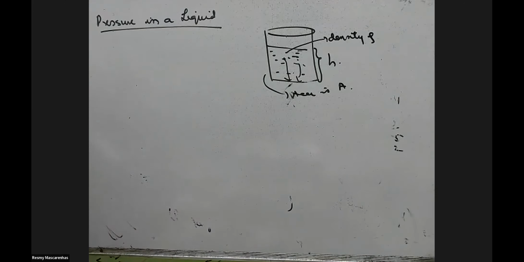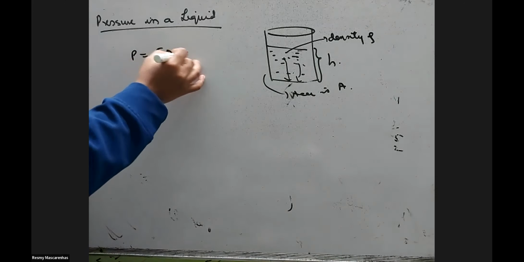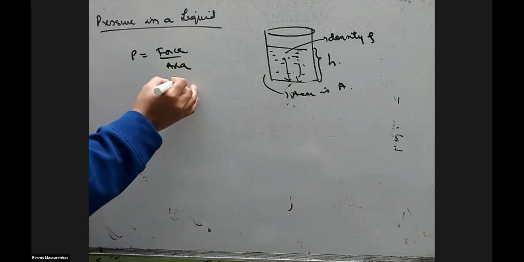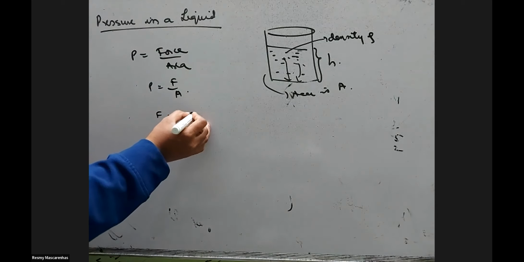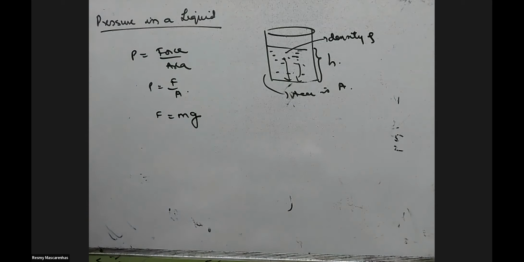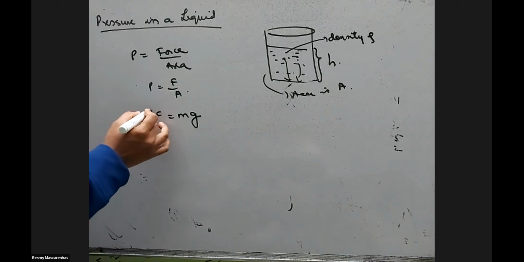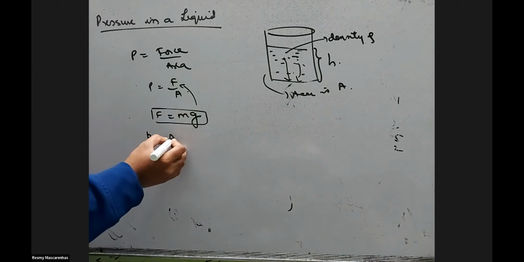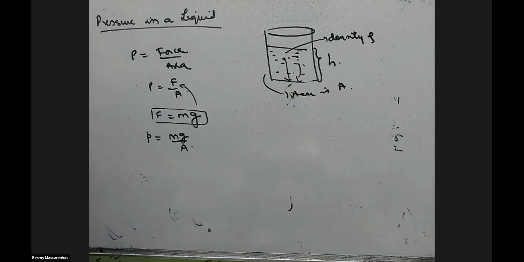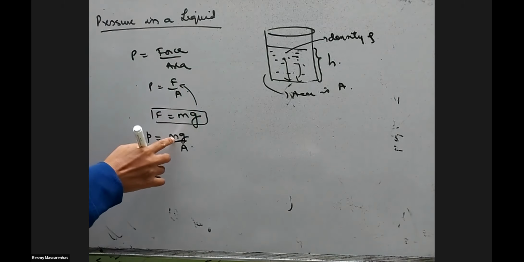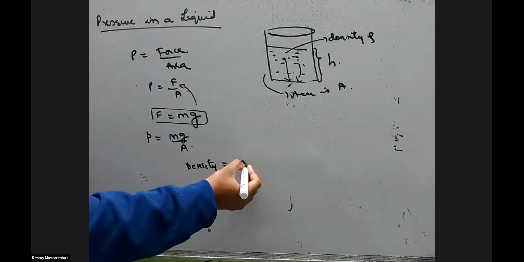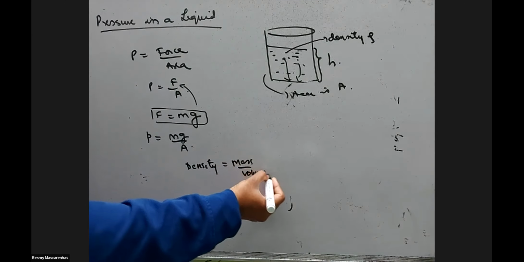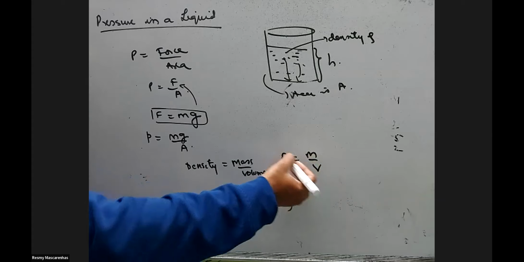just now we saw the formula. What is the formula for pressure? Nothing but force upon area. The pressure is F upon A. Now we also know that force is mass times g, mg. So what will be pressure? mg upon A. Now we also know that density is mass upon volume, that is, rho is m upon V.